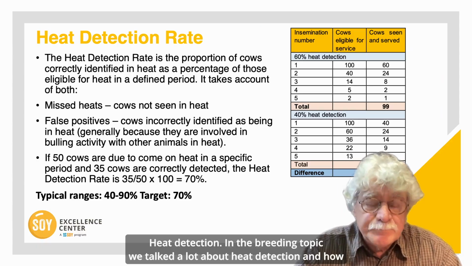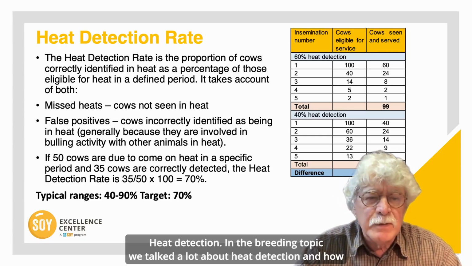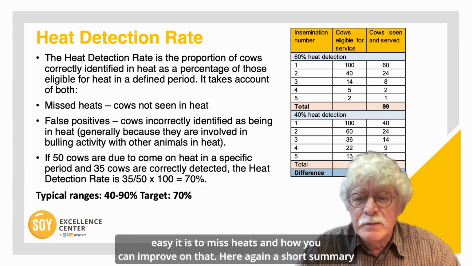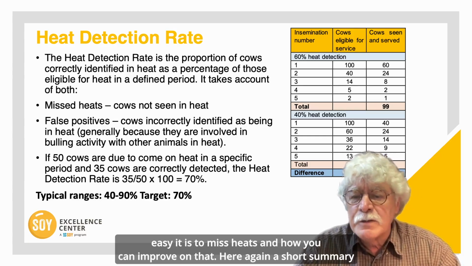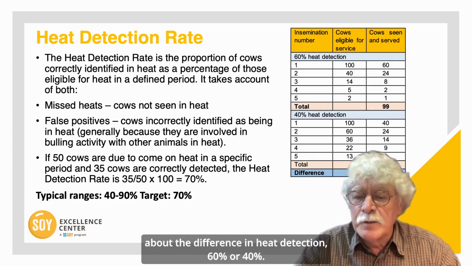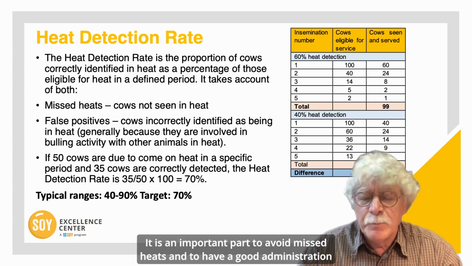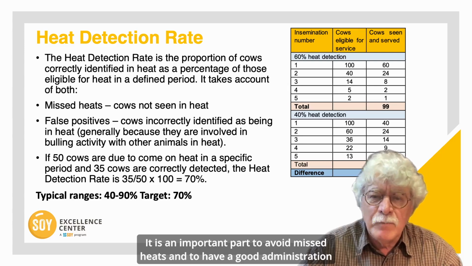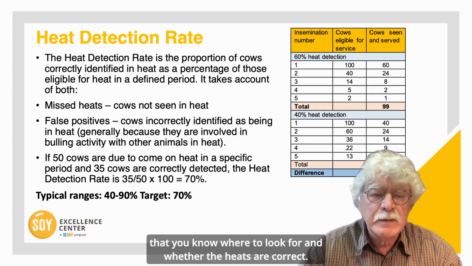Heat detection. In the breeding topic, we talked a lot about heat detection and how easy it is to miss heats and how you can improve on that. Here again, a short summary about the difference in heat detection, 60% or 40%. It is an important part to avoid missed heats and to have a good administration, so that you know where to look and whether the heats are correct.